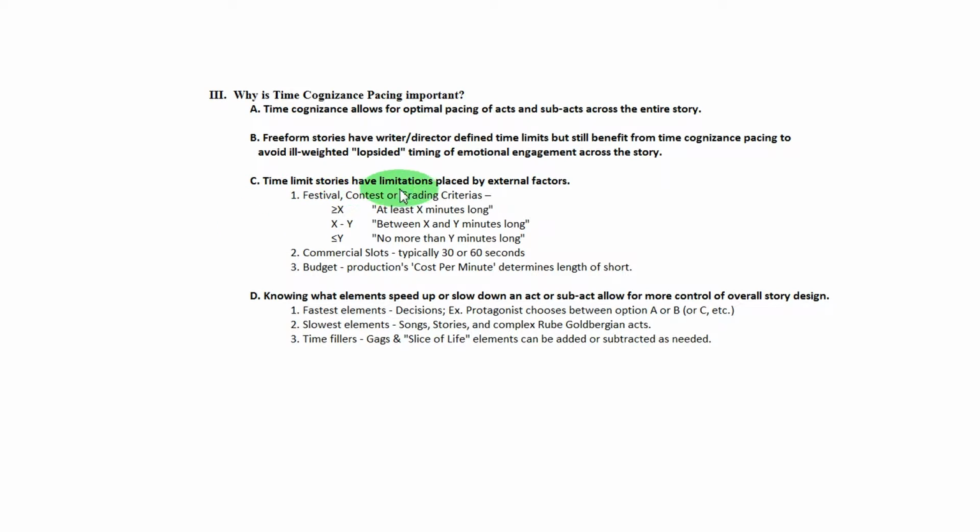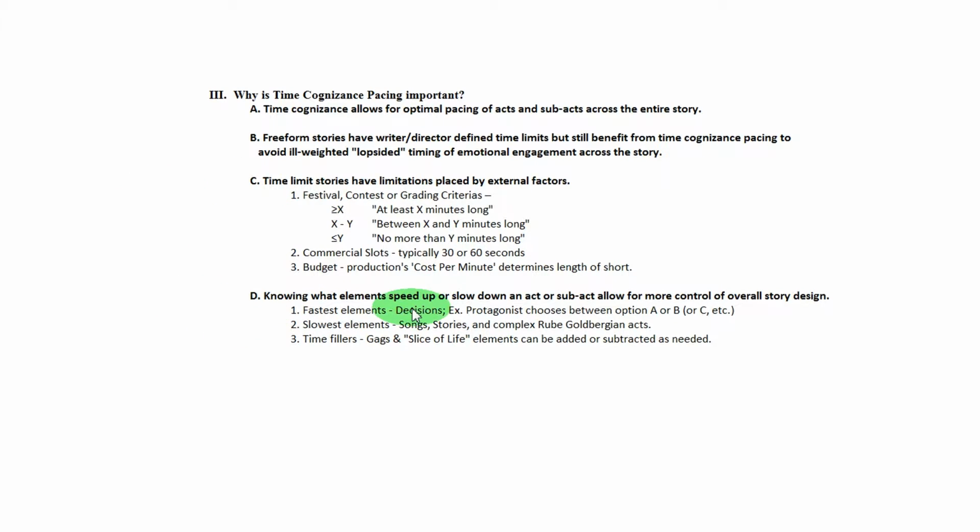Time limit stories have limitations placed by external factors. Festivals, contests, or grading criteria may stipulate that a film project must be at least X minutes long, or must be between X and Y minutes long, or maybe no more than Y minutes long. Commercial slots will typically specify 30 to 60 second runs, or there may be budget constraints where a production's cost per minute determines the length of the short.